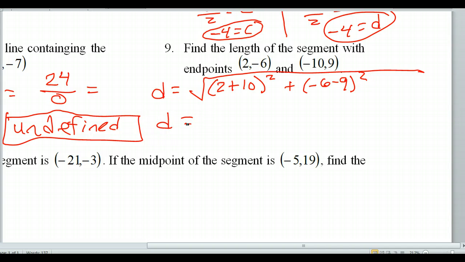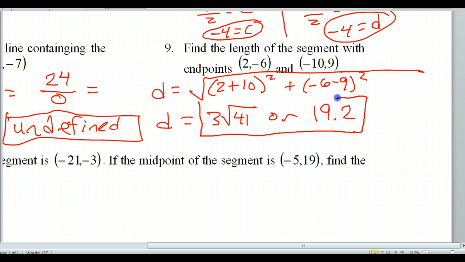Alright, what did you guys get for that one? You got 3 radical 41. Eli? Same? Alright, it must be right. So 3 radical 41. What is that as a decimal, guys? 19.2. How do you guys find it? I don't know how to find the decimal. Well, I probably do. Toggle button. What's toggle?